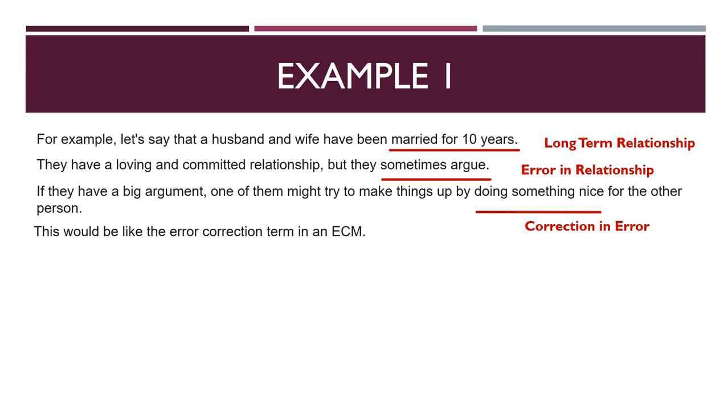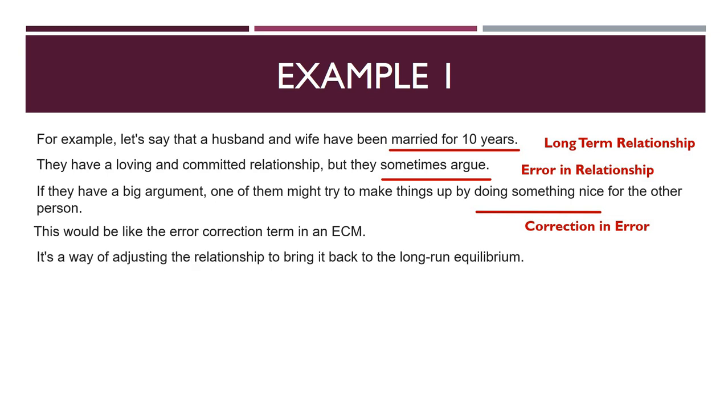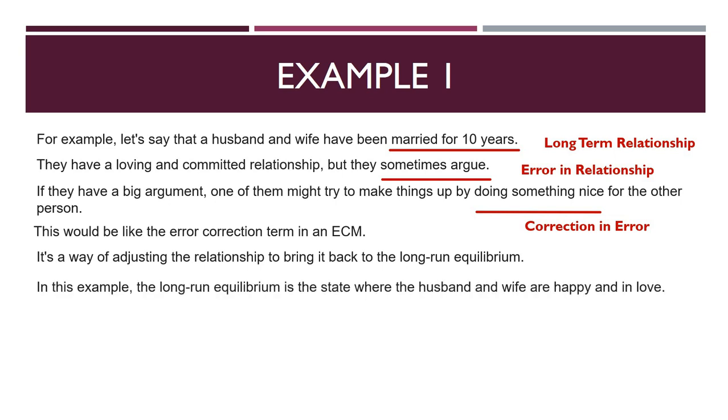One person is trying to do something nice for the other. He is going to correct his mistake. So when one person is trying to correct his mistake, he is adjusting the relationship to bring it back to the long run equilibrium, so that the husband wife relationship again exists with the love and commitment. Now in my example, long run equilibrium is a state where husband and wife are happy and in love.